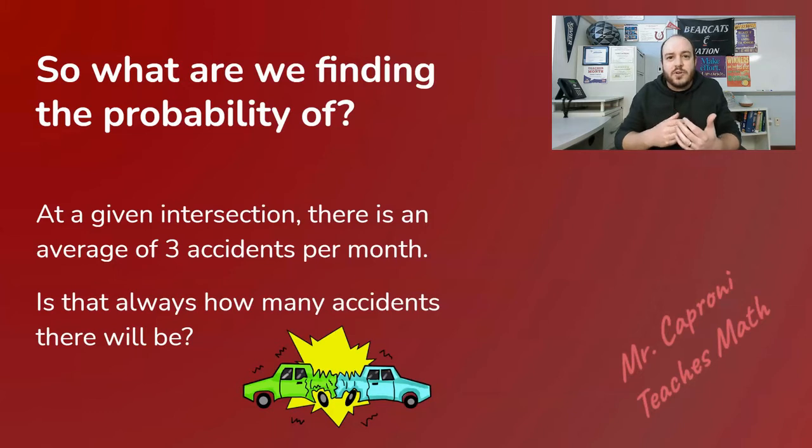So what is the probability that next month we would only get 2? Or what's the probability that next month we would get 4? Or maybe we're actually looking at the probability that next month there will be exactly 3. I don't know, but that's what Poisson distribution is answering. When we are finding the probability of that situation, we are dealing with a Poisson distribution.